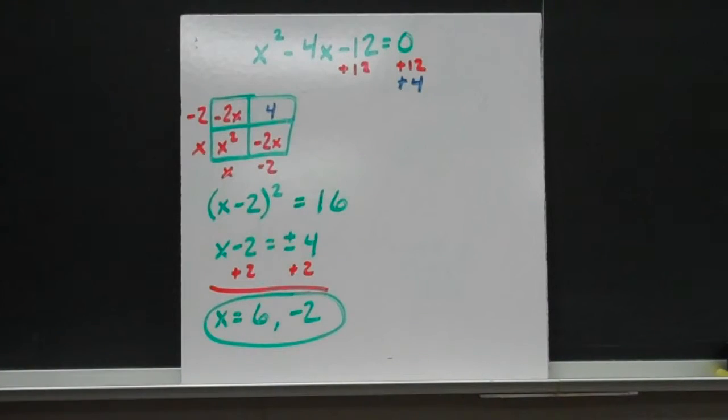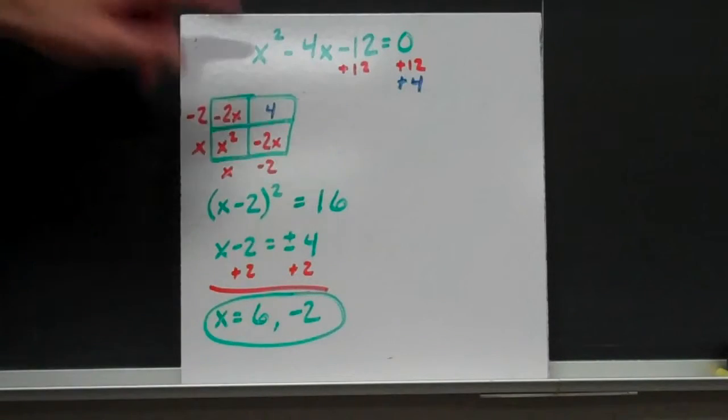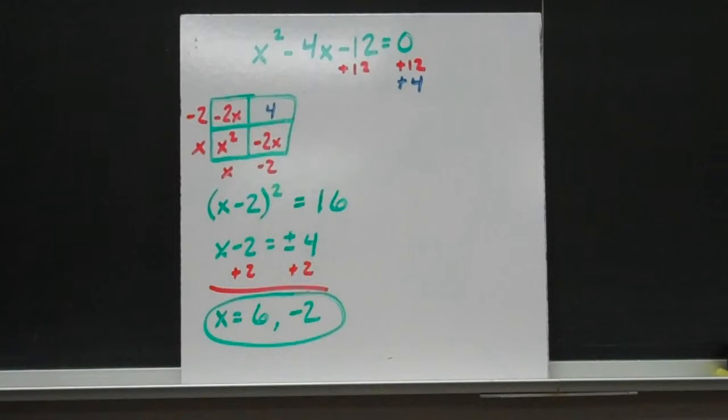This is our lesson on completing the square. Completing the square, just like quadratic formula and factoring, are ways to determine the answers to a quadratic equation, or the x-intercepts to a parabola. So we have x squared minus 4x minus 12 equals 0.